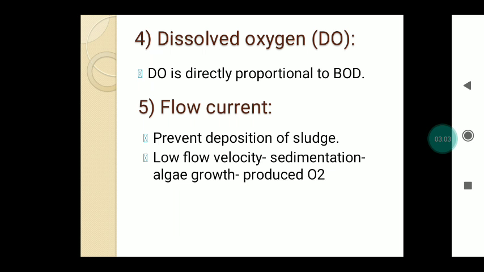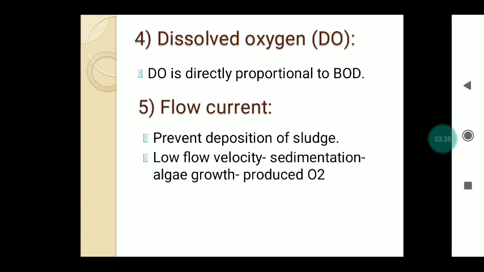Dissolved oxygen is related to BOD, that means the dissolved oxygen which is utilized by the microorganisms or bacteria to decompose the organic matter. When BOD goes on increasing, that means the demand or amount of oxygen required by the bacteria is increasing, so the DO goes on decreasing. So DO is inversely related to the BOD.